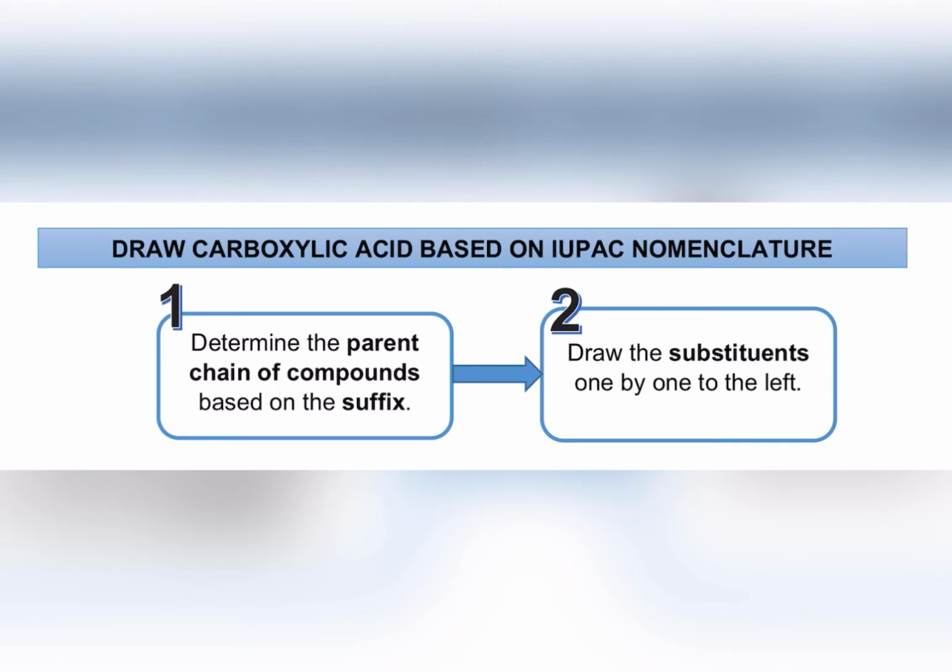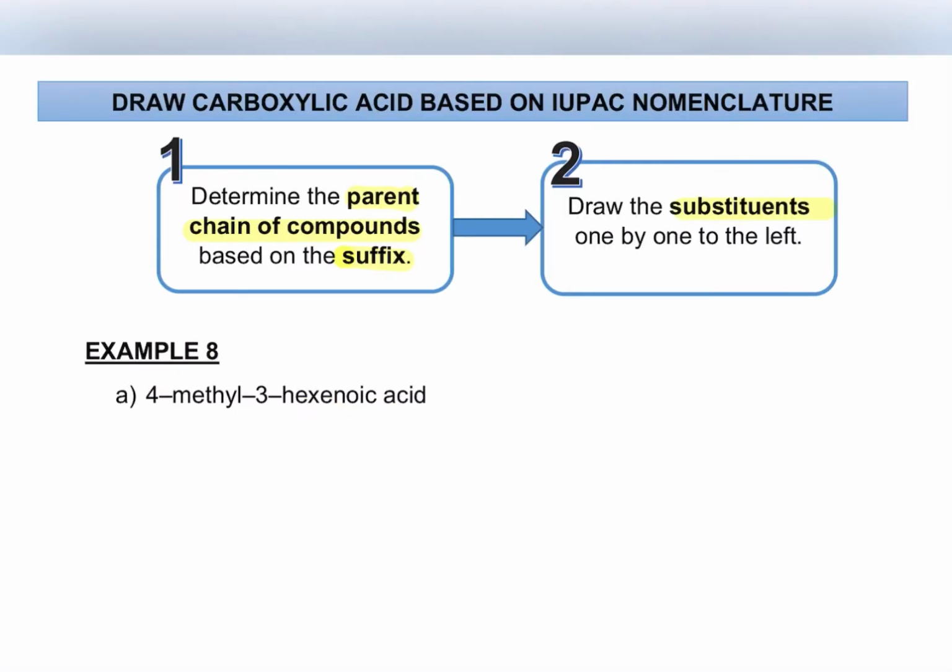So the first thing first, you have to determine the parent chain of your compounds based on the suffix. And the next one, you have to draw the substituents one by one to the left. It's just the simple case as the previous chapters that you've learned how to draw the structure. So let's try example 8. There are few structures of carboxylic acid that you have to draw. I'm going to start with structure A.